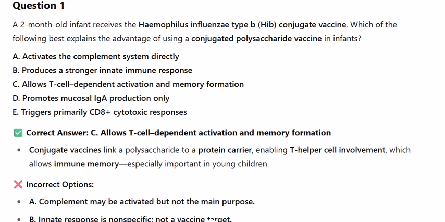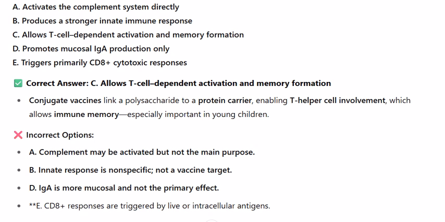Correct answer, C. Allows T-cell dependent activation and memory formation. Conjugate vaccines link a polysaccharide to a protein carrier, enabling T helper cell involvement, which allows immune memory, especially important in young children.